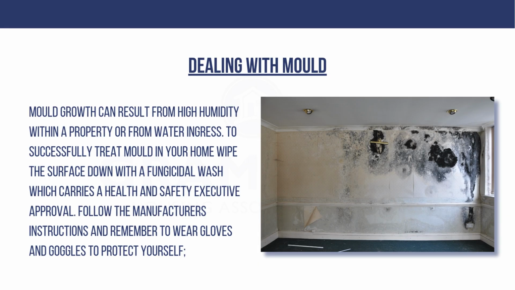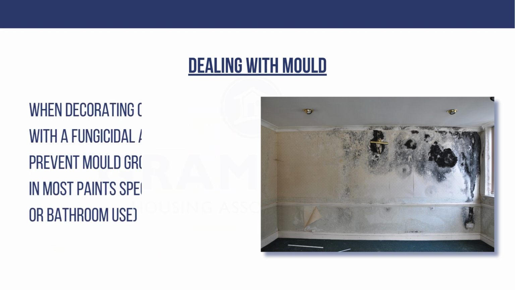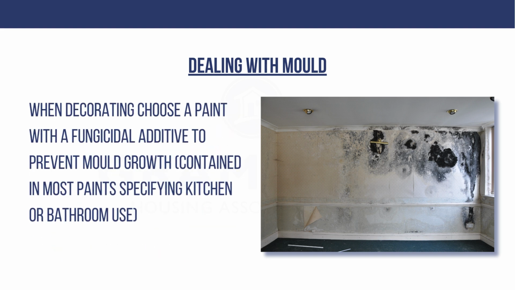Mould growth can result from high humidity within a property or from water ingress. To successfully treat mould in your home, wipe the surface down with a fungicidal wash which carries a Health and Safety Executive approval. Follow the manufacturer's instructions and remember to wear gloves and goggles to protect yourself. When decorating, choose a paint with a fungicidal additive to prevent mould growth, contained in most paints, specifying kitchen or bathroom use.